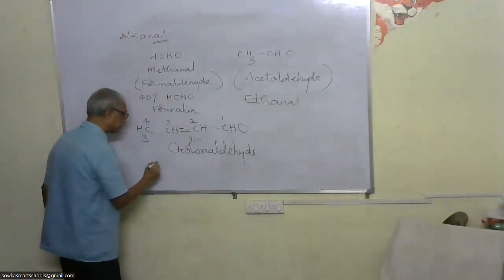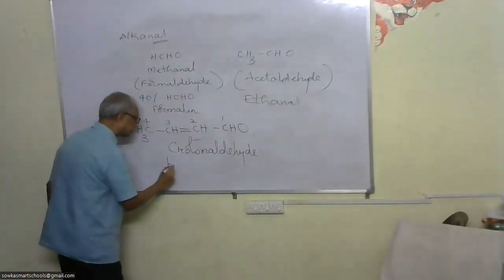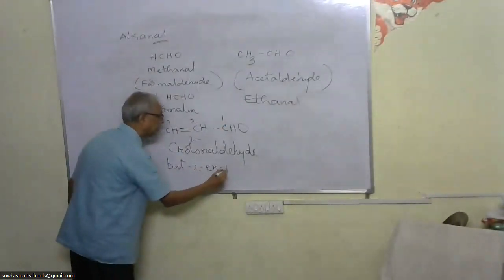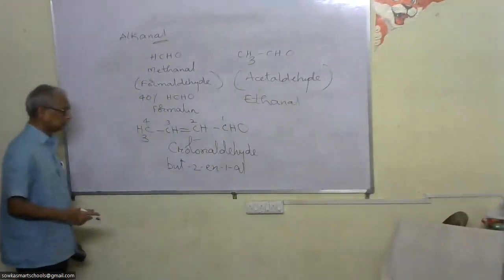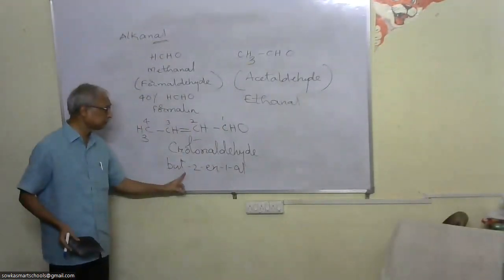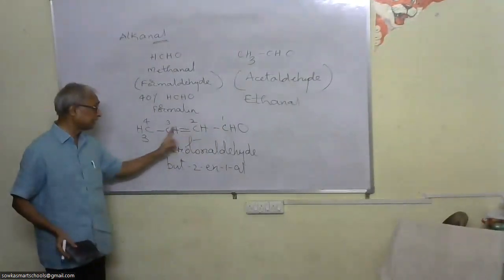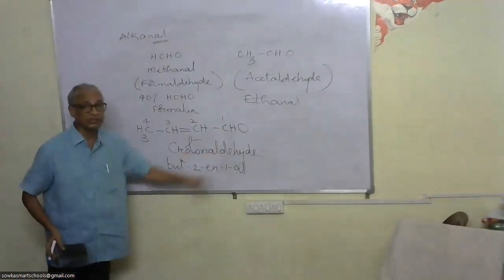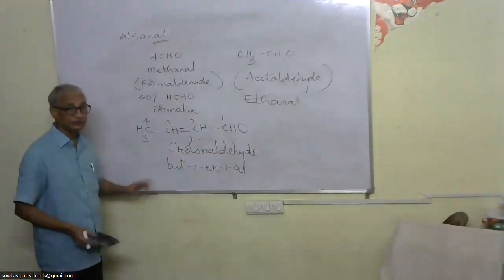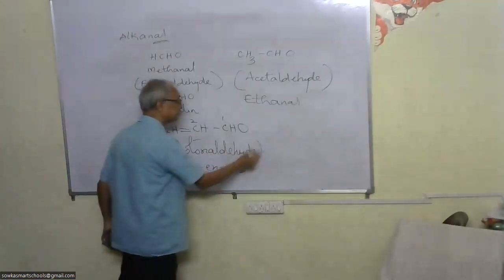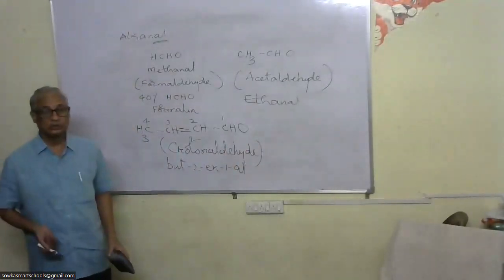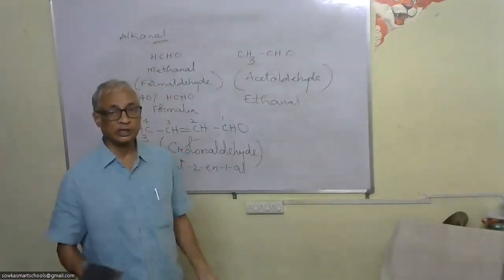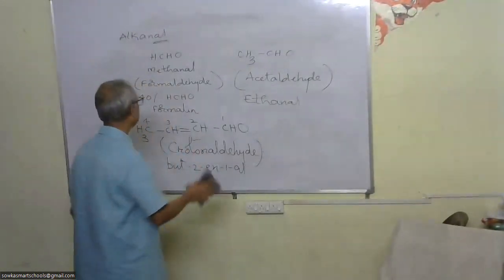So it is butene, 2-ene, 1-al. Because there are 4 carbons, it is butene. There is a double bond between the second and third carbon, so 2-ene and 1-al. Al means aldehyde. So this is the IUPAC name, whereas crotonaldehyde is the common name. Like that, these are some examples of aldehydes. Similarly, I will give you 1 or 2 examples of ketones also.